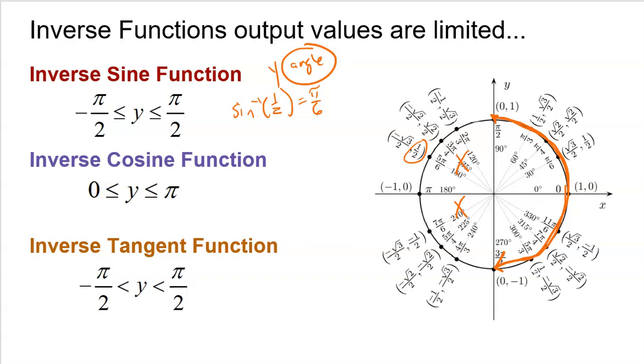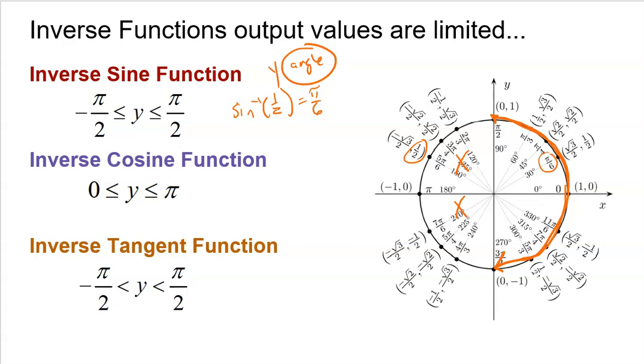Can't go over there. And you could say, well, Mr. Princhak, can't I just take pi over 6 and add 2 pi? Yes, but if you add 2 pi, you go through quadrants 2 and 3, which you're not allowed to do. The only answers that are acceptable are up to pi over 2 or down to negative pi over 2.